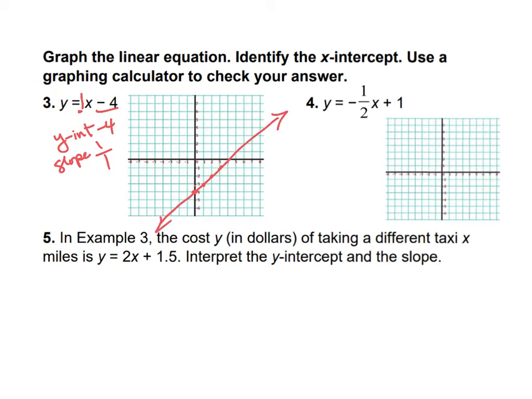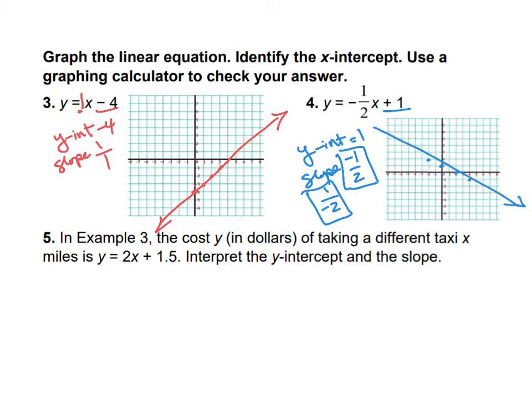Number 4, y-intercept is a +1. Slope. Now the negative's out in front, so I'm going to put the -1/2, or you can put a +1 over a -2. Either way will work. So here's my y-intercept. I'm going to start with this one. Down 1 to the right 2. Down 1 to the right 2. Or again, I could use this one and I could go up 1 to the left 2. Either way would work. And then I can draw a straight line through those points.